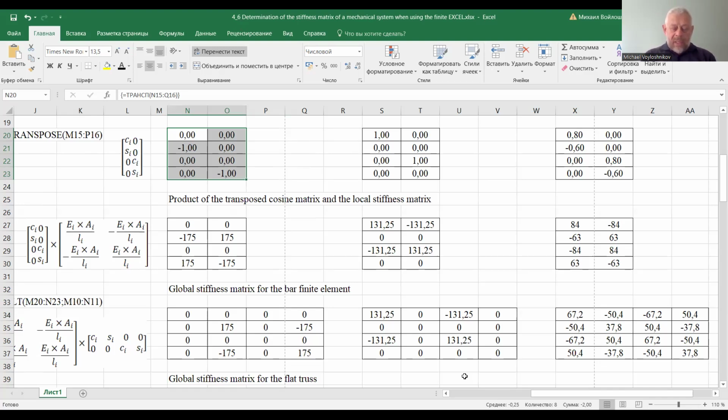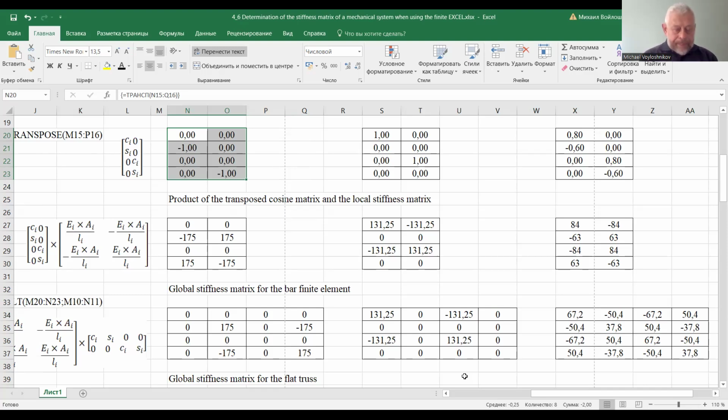And perhaps people remember that we considered the coordinates of the finite element of a flat truss in the global coordinate system in article 4.4, when considering the issue of finding the forces acting in the flat truss by the finite element method in the MATCAD computer algebra system. So now we do the same issue for another truss in the Excel system.